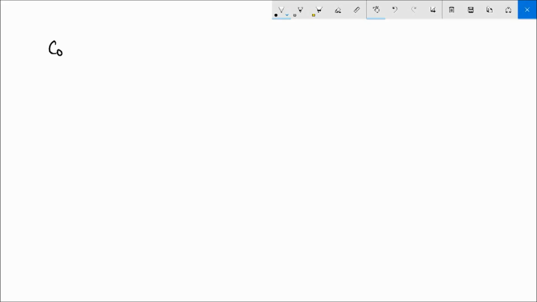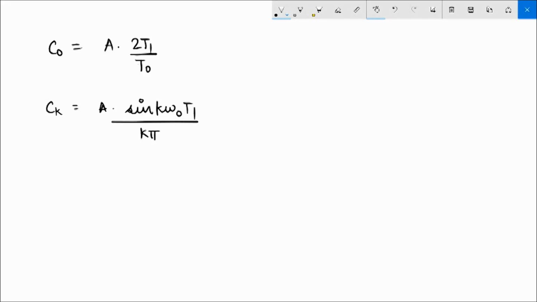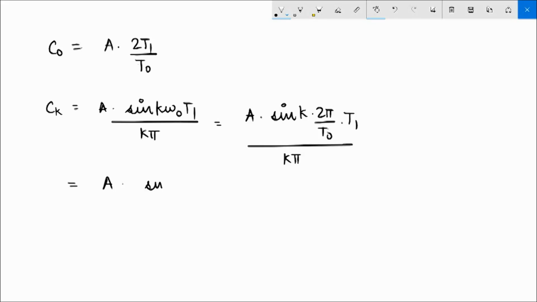So when k is equal to 0, this is equal to a into 2t1 by t0. ck is equal to a upon k pi sine k omega naught t1 when k is not equal to 0. Rewrite omega naught as 2 pi by t0. So this becomes a sine k 2 pi by t0 t1 upon k pi, which is equal to a sine k pi into 2t1 upon t0 upon k pi.